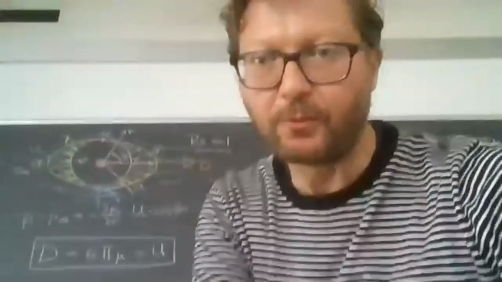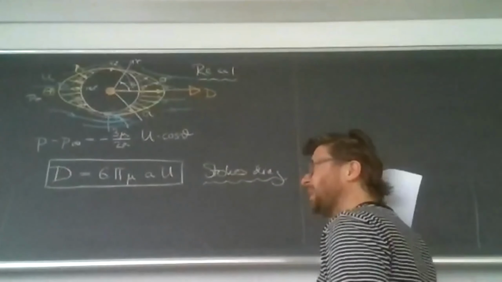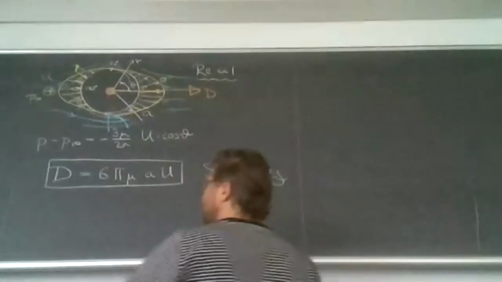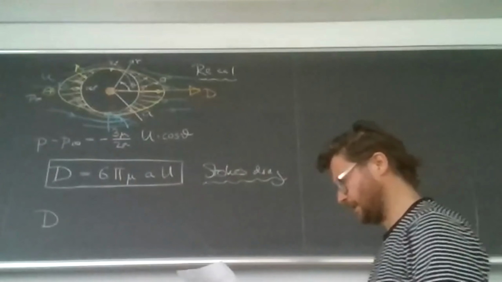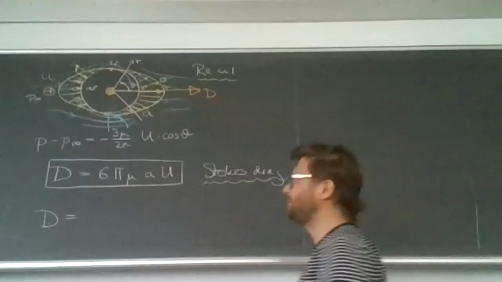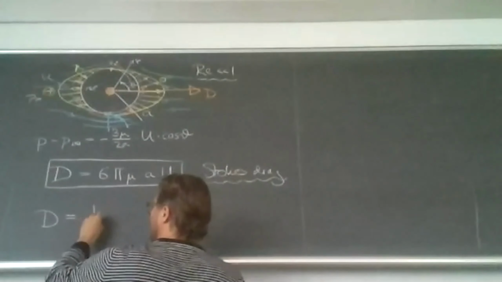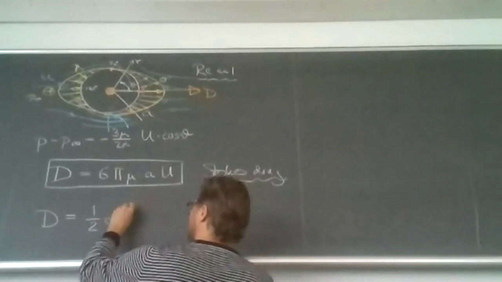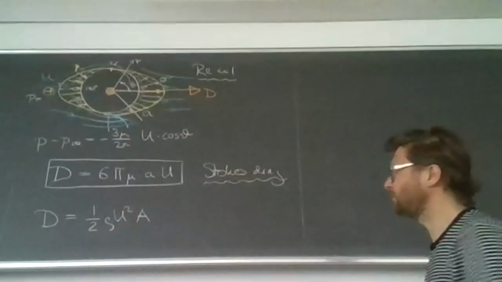Let me write it in a different way, and then hopefully you will remember something you have seen a few weeks ago. A few weeks ago, actually, in the very first lecture, we derived with the Buckingham pi theorem that a drag force can always be written for an object, in that case a sphere, in the following form: 1/2 rho u squared times A being the cross section of the sphere.